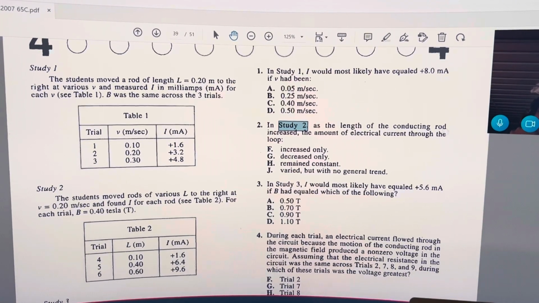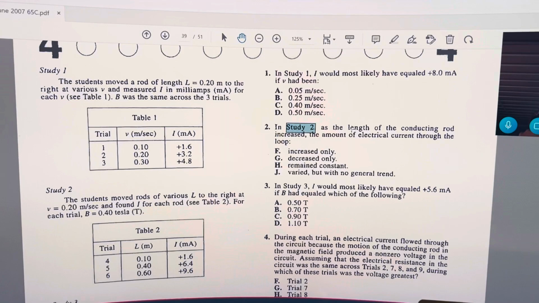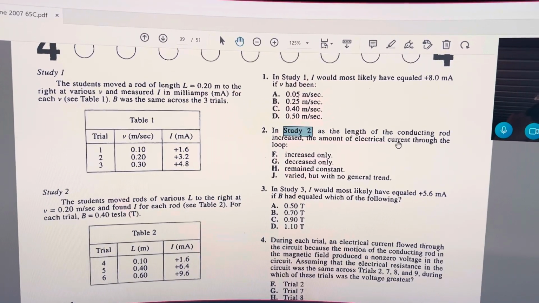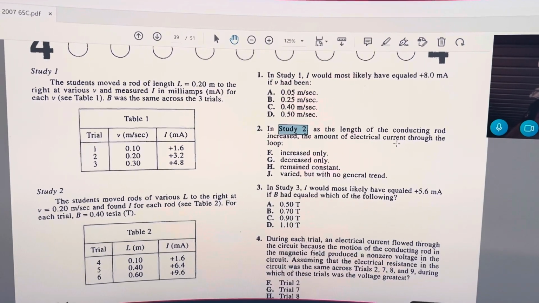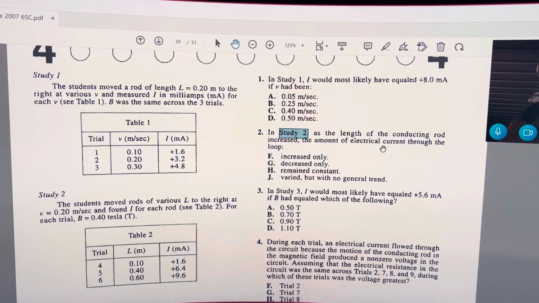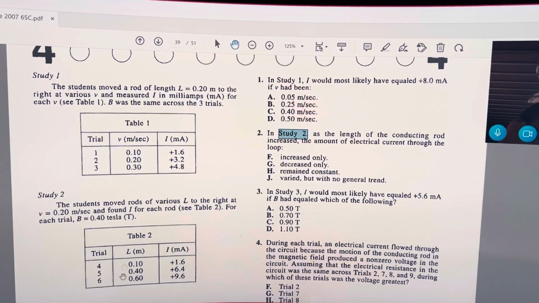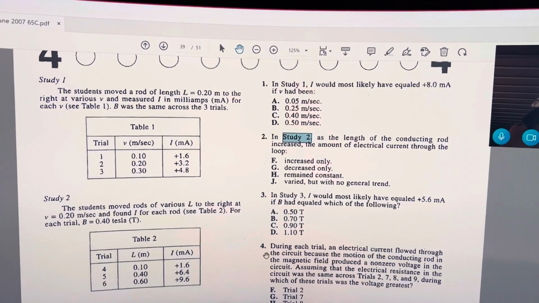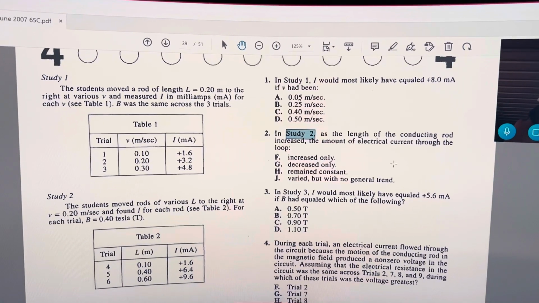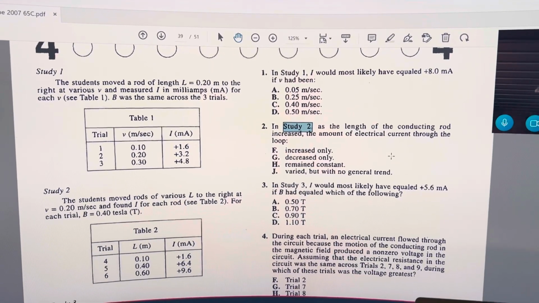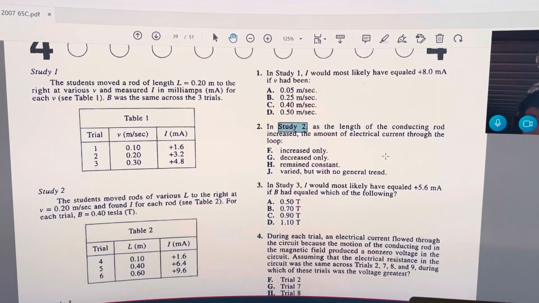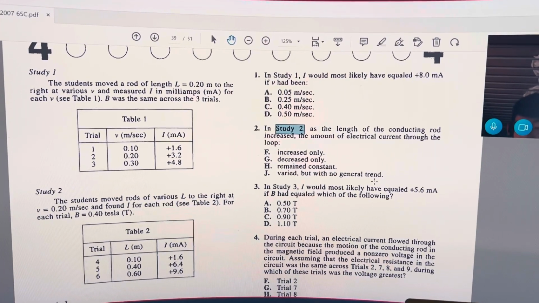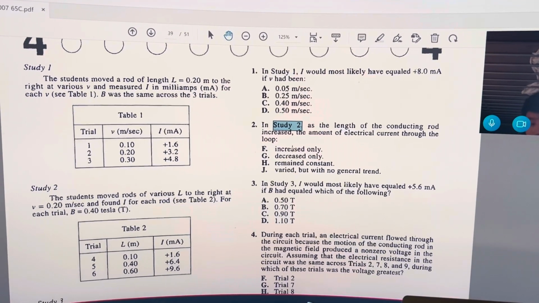As the length of the conducting rod is increased, you understand what that means? As it gets longer, what happens to the electrical current? You know what that is. That's the italicized I. What happens to the I if the length increases? They're asking you to pick an answer. Obviously it gets stronger, it increases. So what answer is that? That increases only, which would be F.